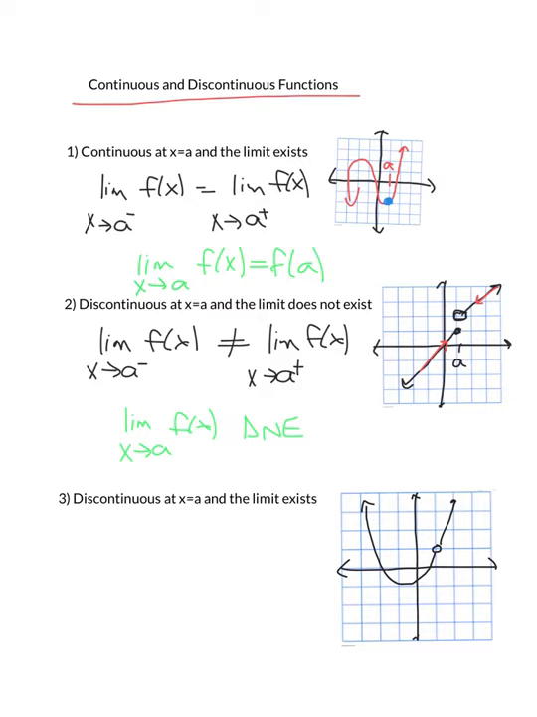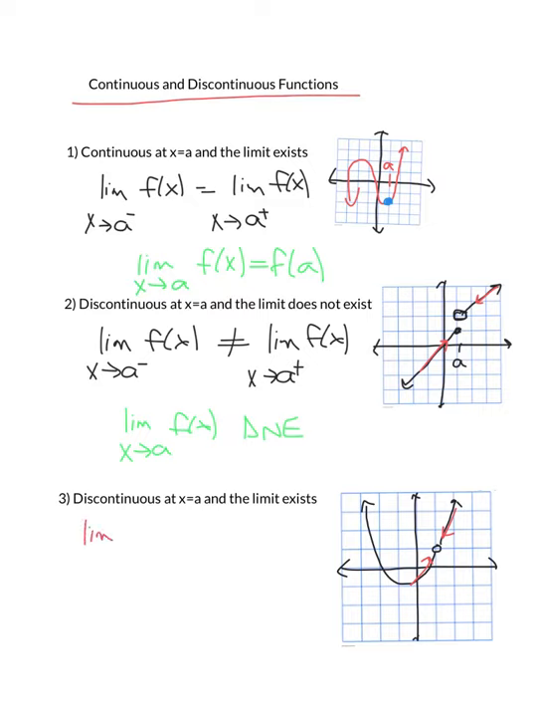All right, and our third and final point here is a discontinuous function at x equals a, but the limit exists. When I look at this graph, I wouldn't be able to draw it without lifting my pen. If you think about last semester, there's a hole here. So when I take a look, if I'm approaching from the left or I approach from the right, I am approaching the exact same value.